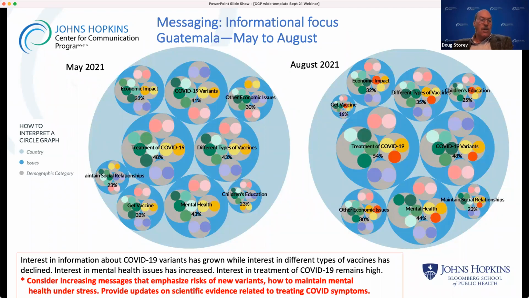So in this case, we might consider increasing the focus of messages on risks of new variants. We might consider increasing messaging about maintaining mental health under stress. And we might continue to provide updates on the scientific evidence related to how to treat COVID symptoms effectively. One more slide, please, Marcela.